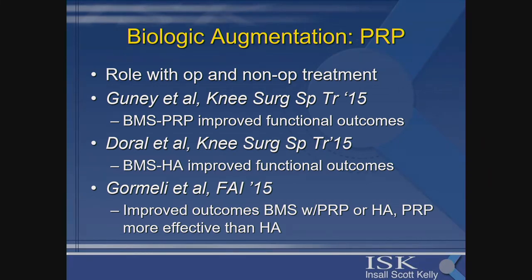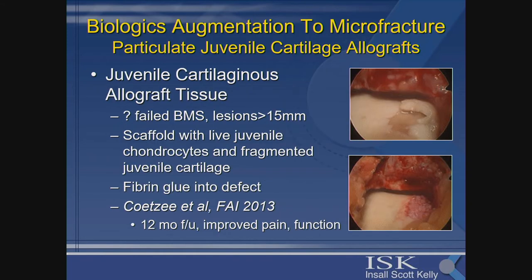So Gurney showed this, that if you added PRP to your bone marrow stimulation procedure, you had improved function outcomes. Dural showed the same thing, and Gormelli compared PRP or hyaluronic acid and found that PRP was more effective if you gave it in addition to doing the bone marrow stimulation procedure. So what are some other ways we can try and improve this? There's the particulated juvenile cartilage allografts.